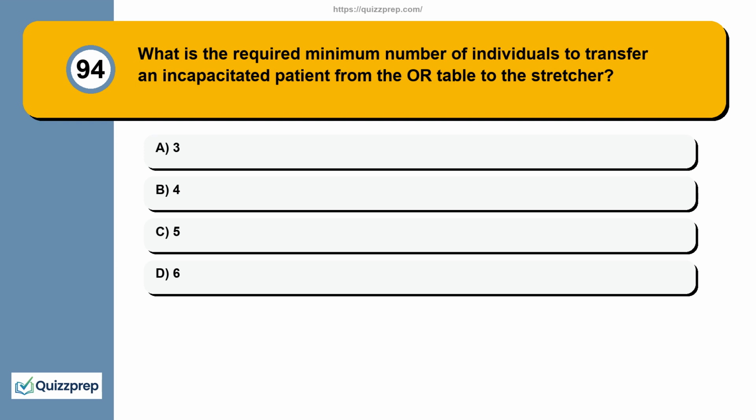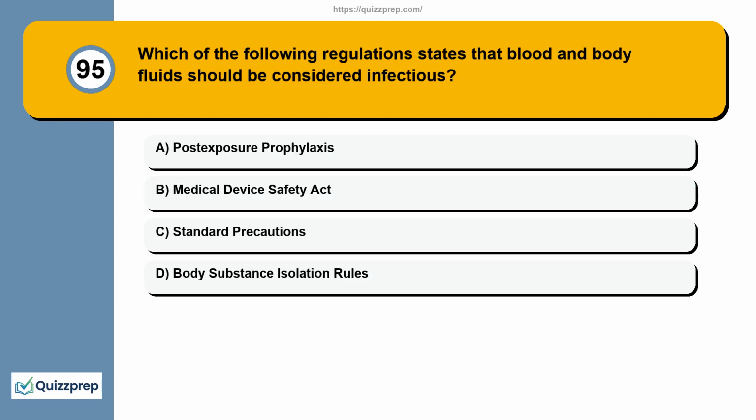to the stretcher? Option A, 3. Option B, 4. Option C, 5. Option D, 6. The correct answer is option B, 4. Question 95. Which of the following regulations states that blood and body fluids should be considered infectious?